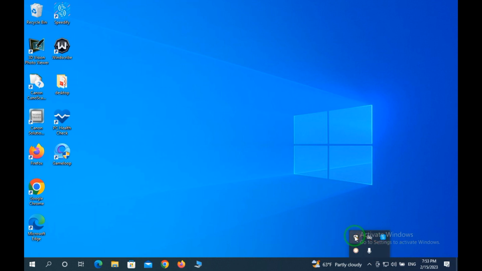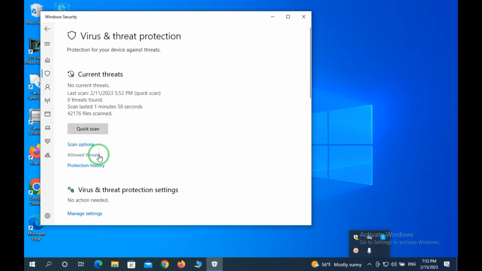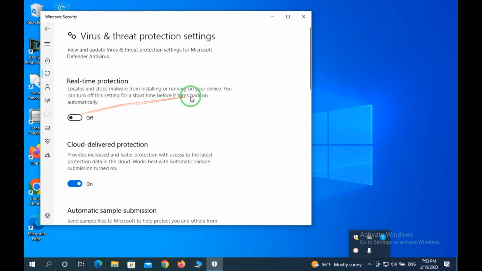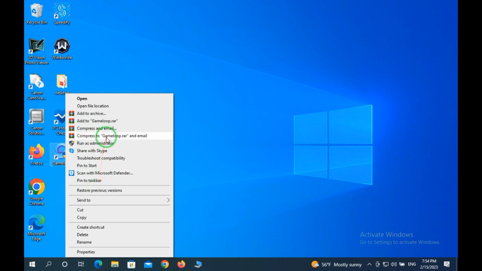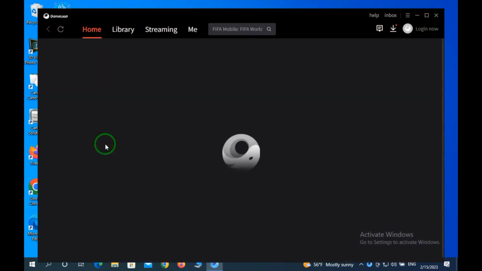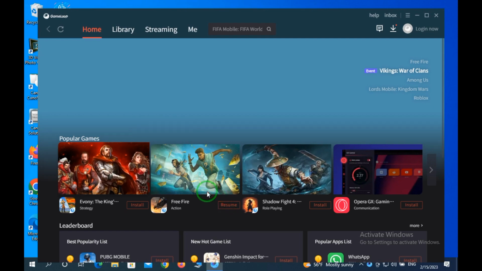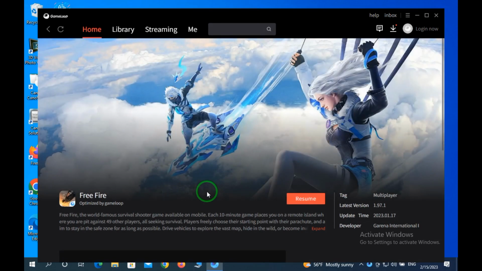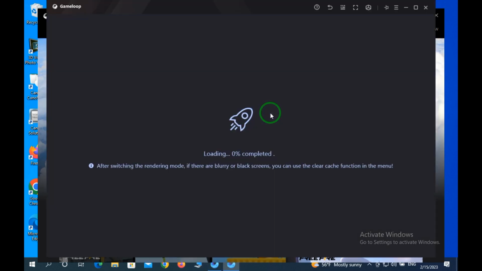Another possible reason for this error could be antivirus software, so temporarily disable it. Lastly, run your Gameloop as an administrator. It should take about a minute to complete, and then the 98% error should be resolved.